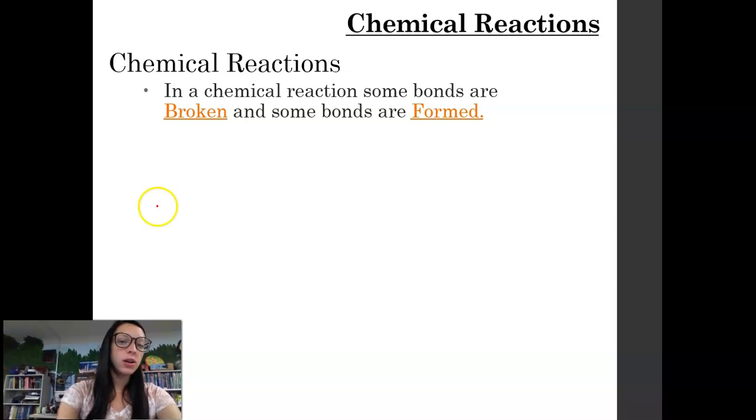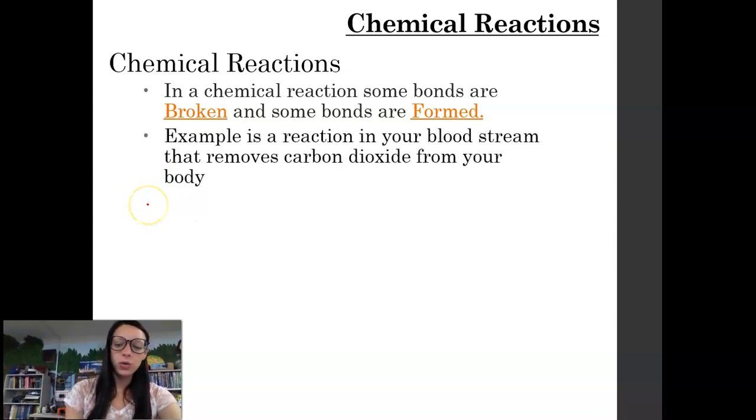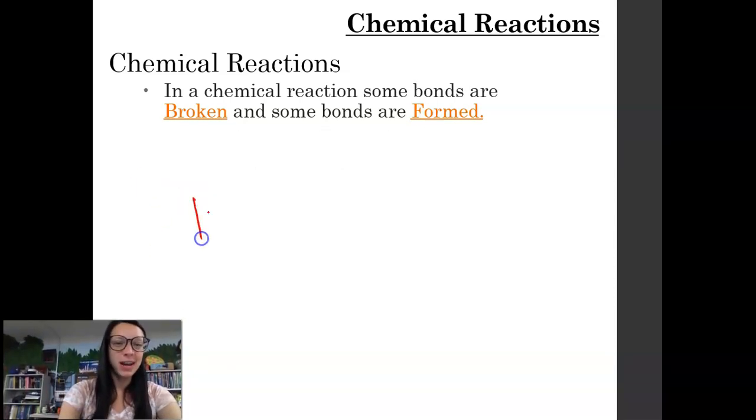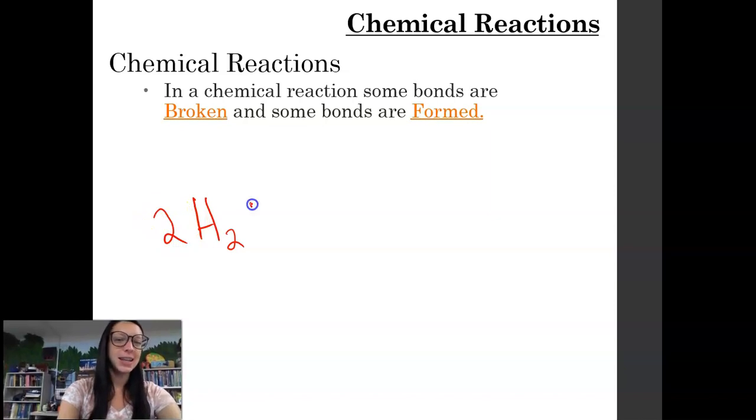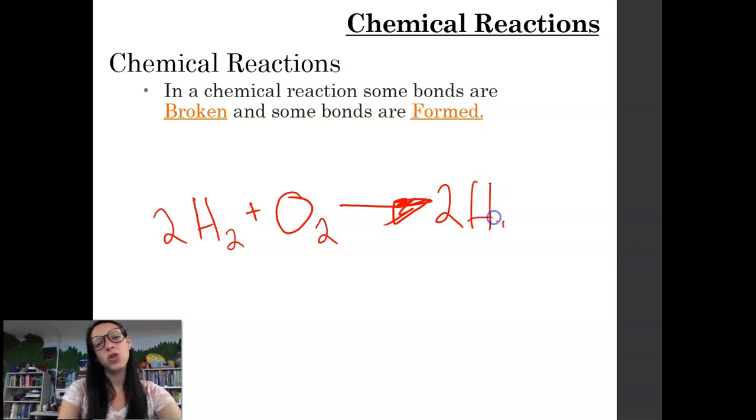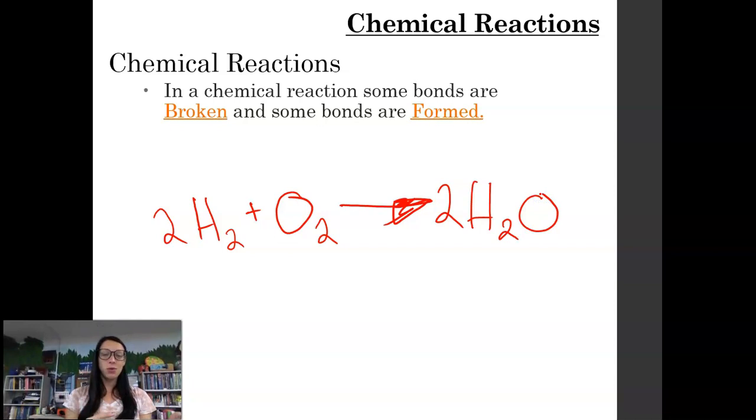We know that our chemical reaction for water is going to be 2 hydrogen molecules plus 1 oxygen molecule, which will yield 2 H2O molecules. So again, a chemical reaction is taking place. We need to break some bonds and form some bonds.